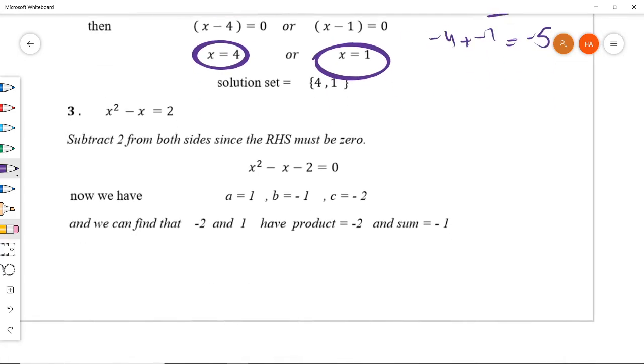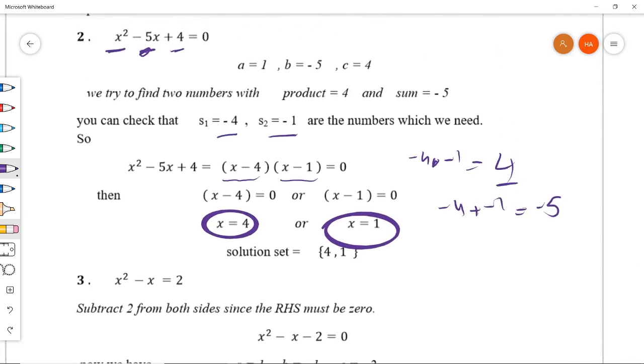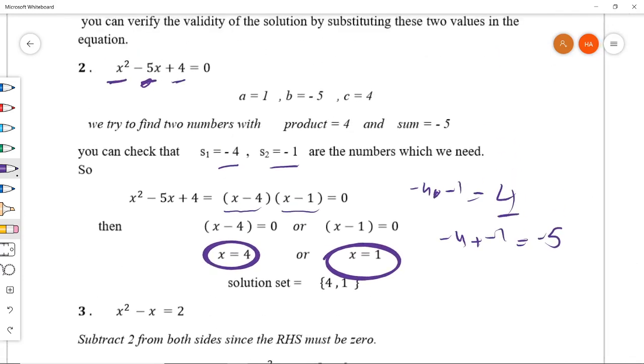For example, let's quickly check the 4. We see whether 4 really makes the equation true. 4 squared, 4 square is 16, minus 5 times 4, which is 20, 16 minus 20, plus 4, equals 0. Yes. 16 minus 20 is negative 4, plus 4 is 0. It is true. The same about 1. Here you can use 1 and the same, you will find that it is true.